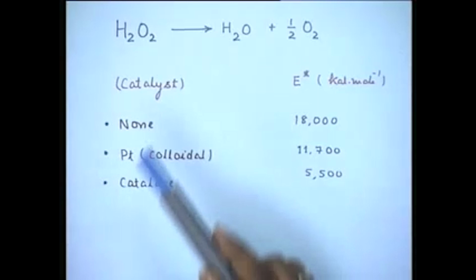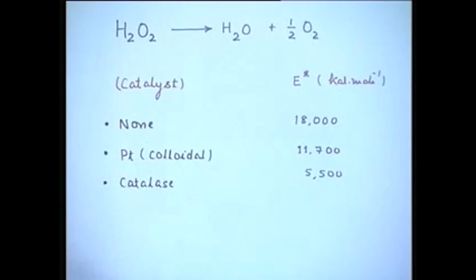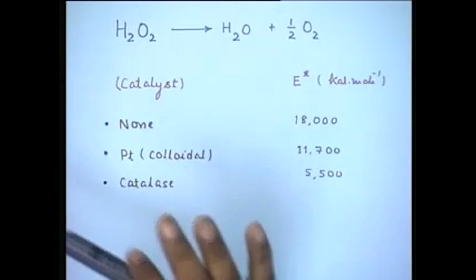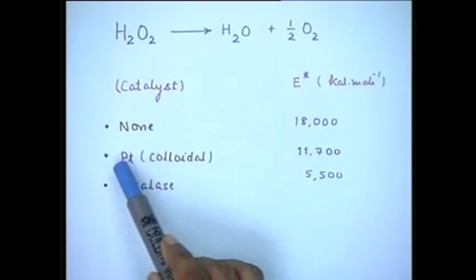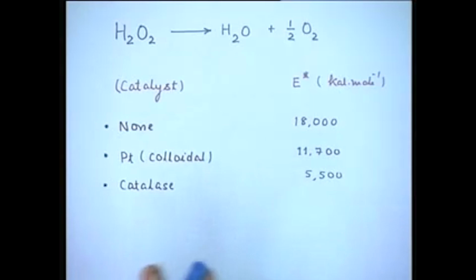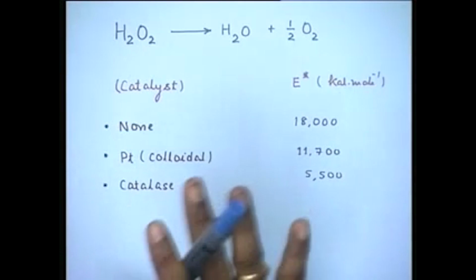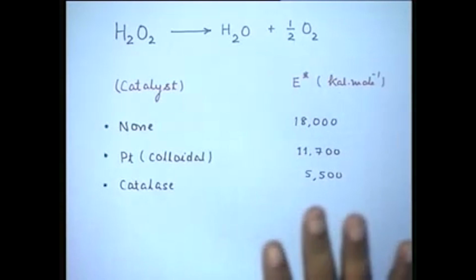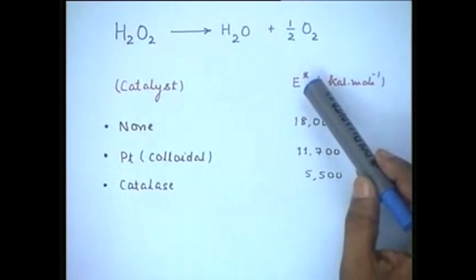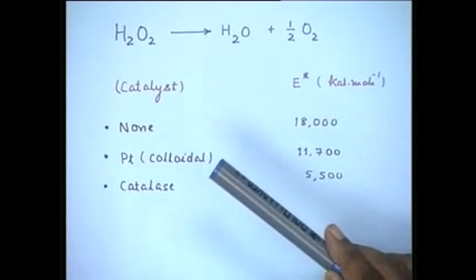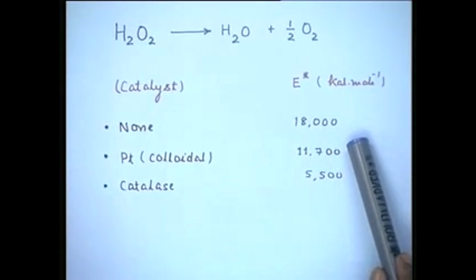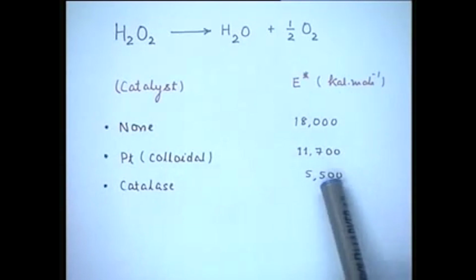Now, a simple example where I can compare the reaction which can take place both by chemical catalyst as well as by enzymes is the hydrolysis of hydrogen peroxide, the breakdown of hydrogen peroxide into water and oxygen, a very common reaction that takes place in living cells by the enzyme catalase. It can also be carried out by colloidal platinum. The reaction is also feasible under normal conditions without any catalyst. That means it is not a non-spontaneous reaction, it is possible to carry out. The corresponding energy of activation for this reaction without any catalyst is 18,000 calories per mole, as against 11,700 in the presence of colloidal platinum as a catalyst, and 5,500 for catalase.